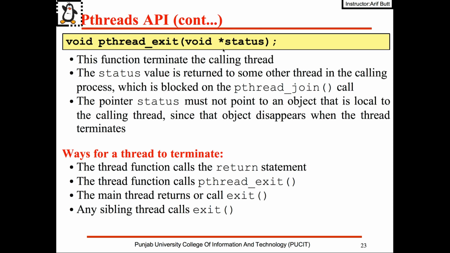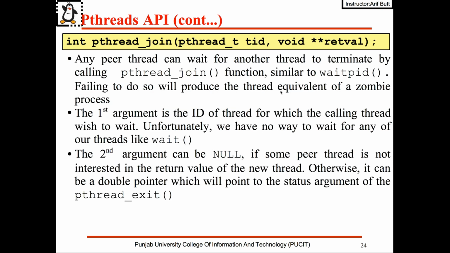Well, we can place a null over here. If we do not place a null over here to the pthread_exit function, this will be the case when the thread function wants to return something to its caller, and that will be received in the pthread_join function, which is shown over here.